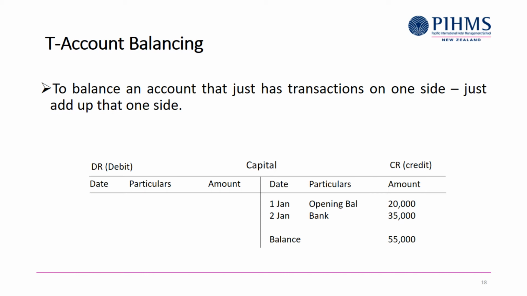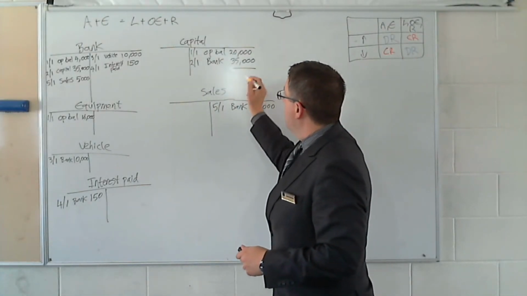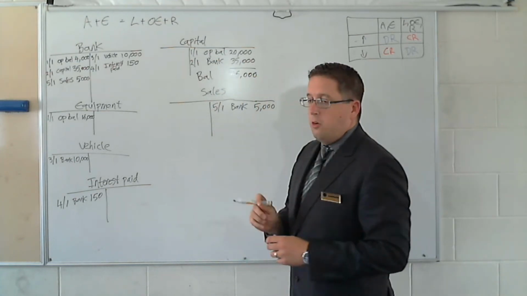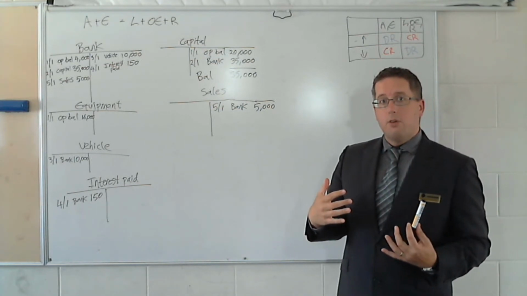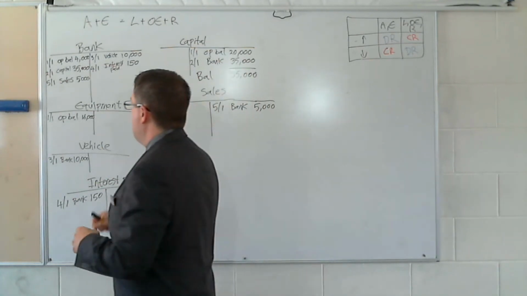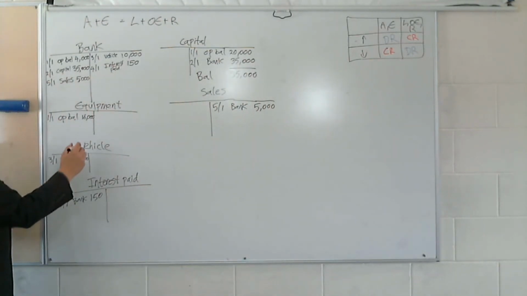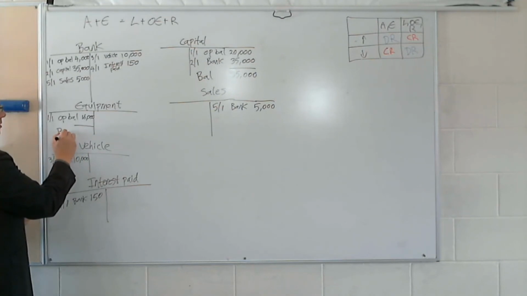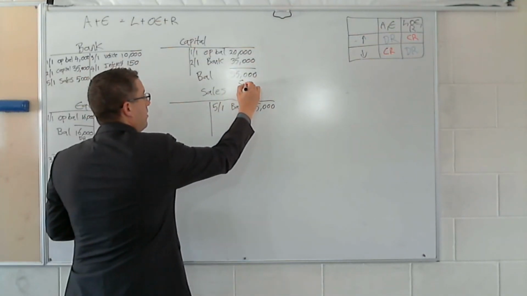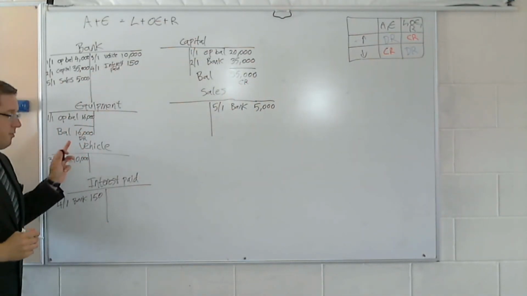So here this is an example of the capital account. We started with 20,000, he added 35,000, so the balance is just simply 55,000. So you can write closing balance or balance 55. Now note, this is a balance on the right hand side, so this will be a credit balance. When we start looking at things like here, equipment, well, and on this side, this is going to be $16,000, and that's going to be a debit balance.